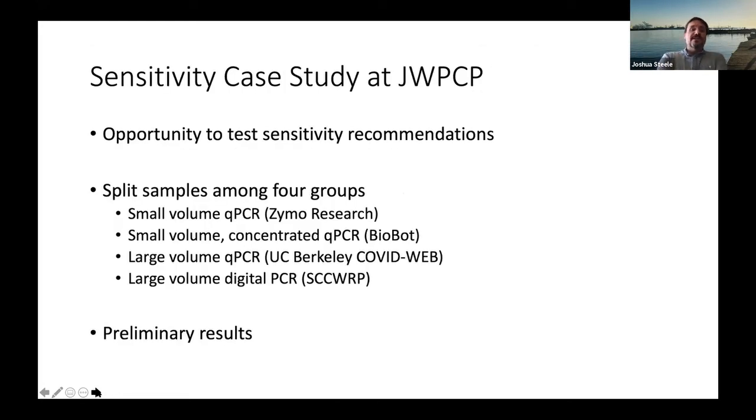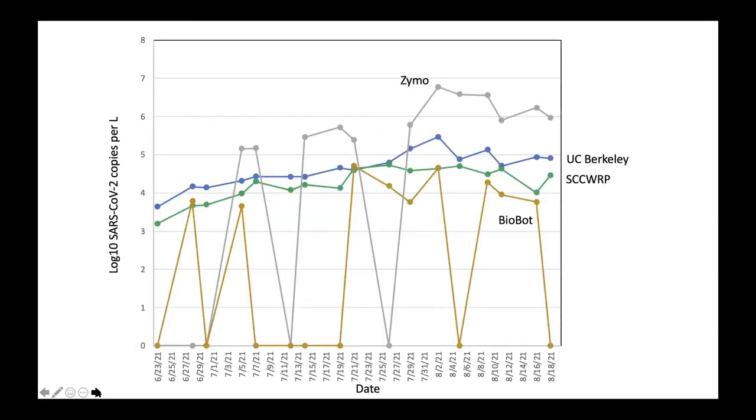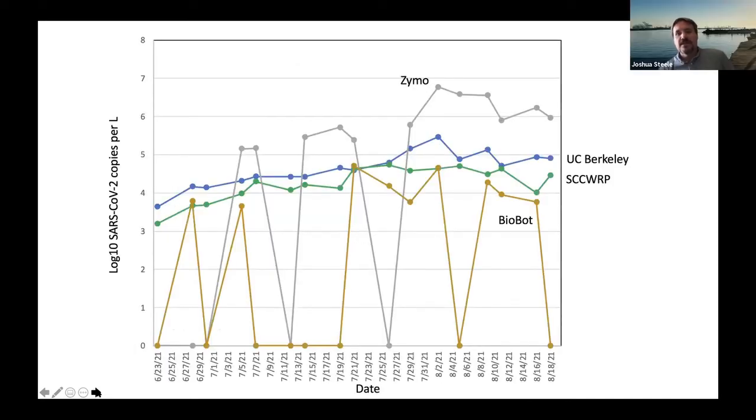So one of the places we took a look at this, we actually had an opportunity to split samples at one sewage treatment plant, and we had a small volume qPCR where they concentrated it, a large volume qPCR where they were probably about 100 times more than the small volume ones, and then a large volume digital PCR that we did where we were about 20 times more than the small volume ones. And what you're looking at here are results, and you can see that the medium volume digital PCR, I called it large, but it's more of a medium volume, is the green line, and it tracks really, really well with the large volume qPCR.